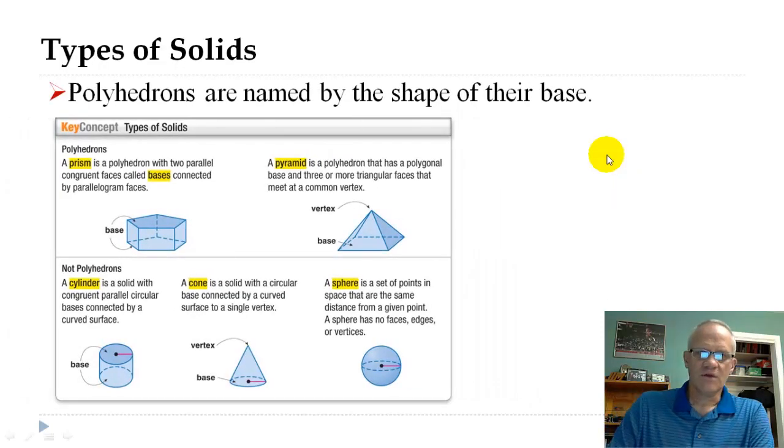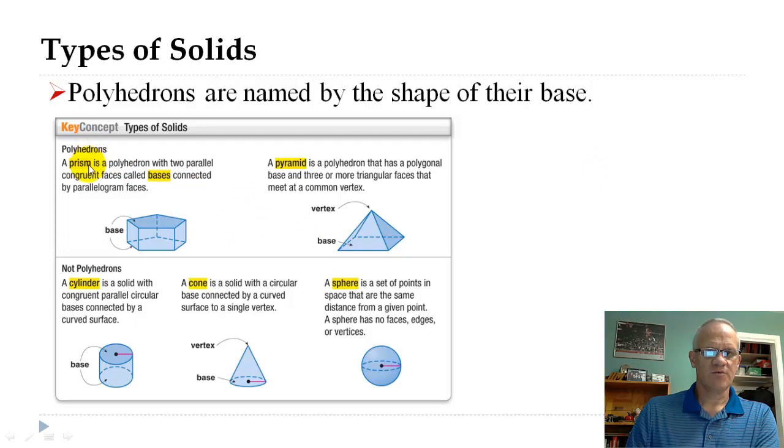Okay, so a couple of types of polyhedrons that we're going to talk about here: a prism and a pyramid. Then we're going to talk about some other shapes that are not considered polyhedrons because they have curved surfaces, and that's what I was talking about before. It's not a polyhedron if it has curved surfaces. But here's the one thing that's kind of interesting when we start naming these: polyhedrons are named by the shape of their base. I'll go a little bit more in depth, but the shape of their base kind of determines what you call it.